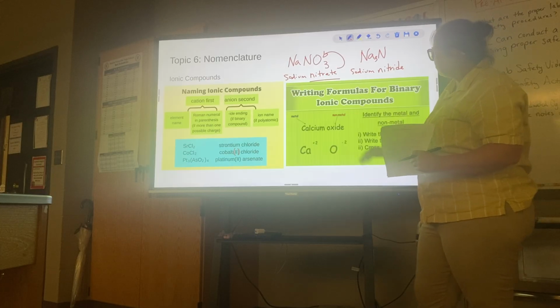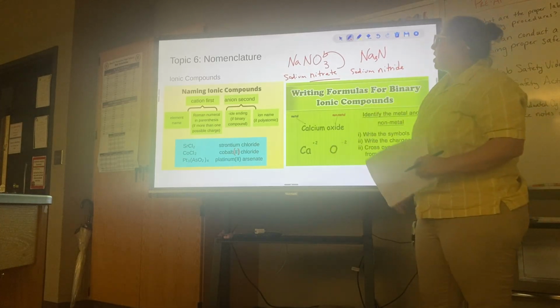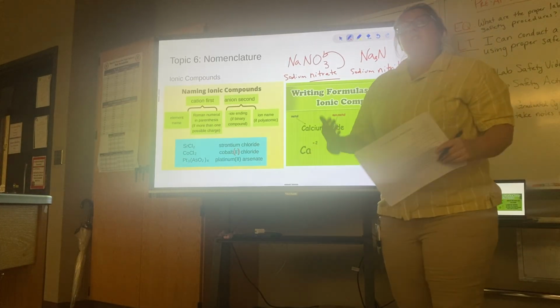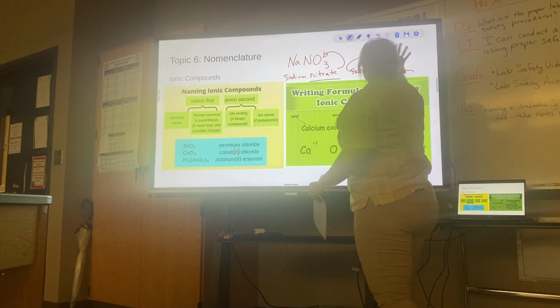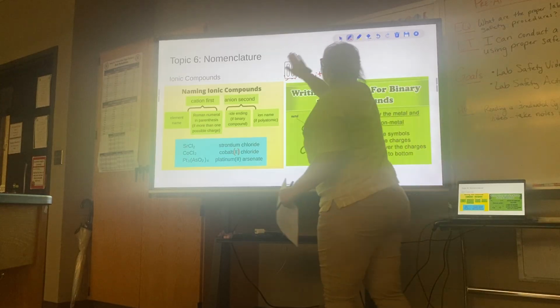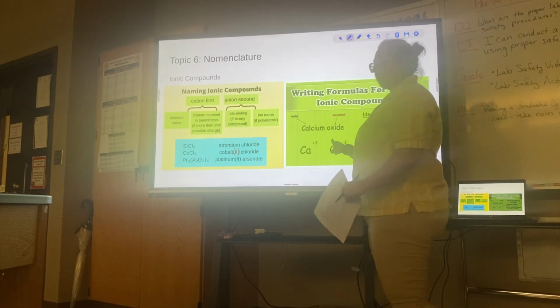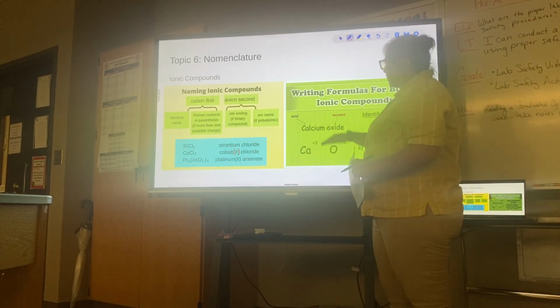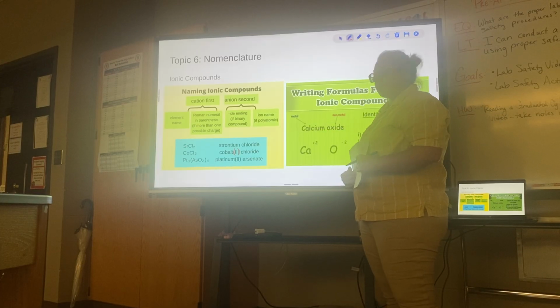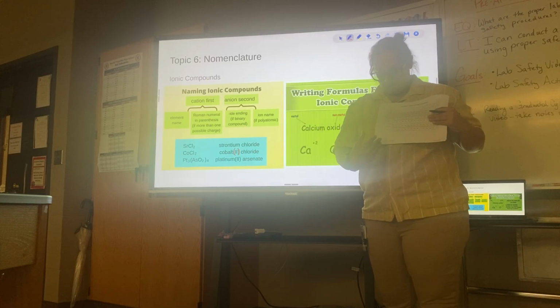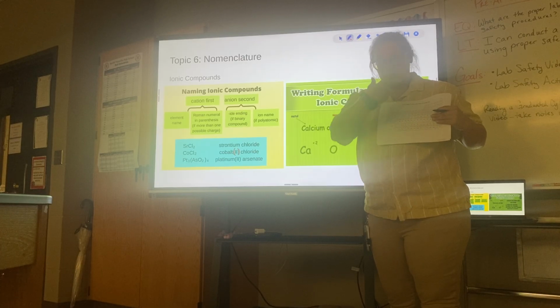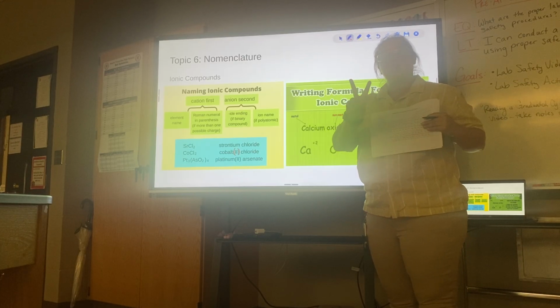Now, this is how we name them. What if I wanted to write its formula? What I do there, let's use this calcium oxide as an example. So I have the name calcium oxide. I want to write its formula. So what I have to do is find calcium's charge, located on the periodic table. Because it's in column 2, that means it has a +2 charge.